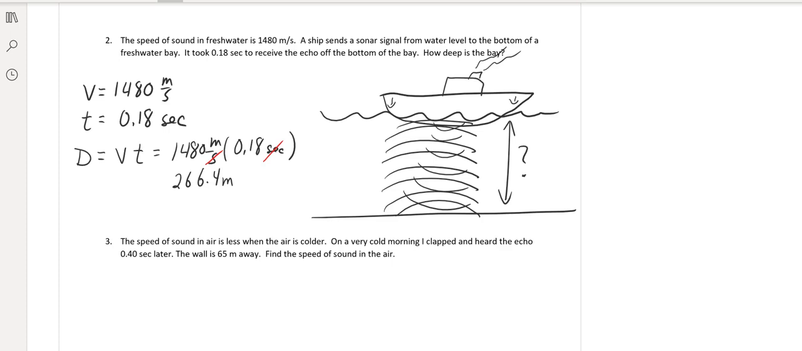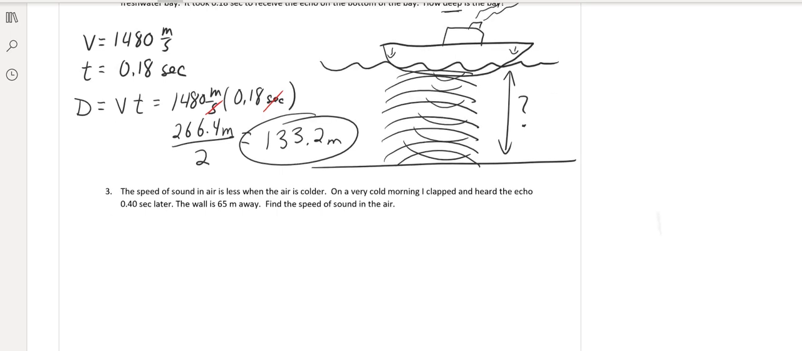We want to know how deep is the bay. So we don't want 266.4. We want to divide that by 2, and that'll give us 133.2 meters. So once again, the common mistake is to be off by a factor of 2. Whenever you do an echo problem, really look at how you have taken into account the factor of 2. Some people will go the wrong way. They'll end up taking the 266.4 and doubling it. So the diagram is really helpful in this.